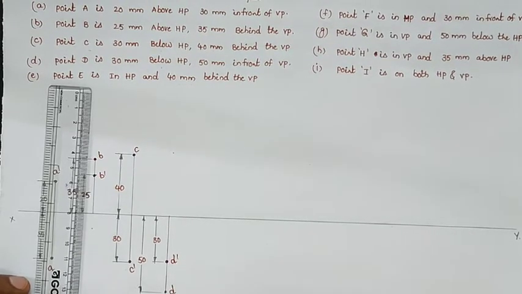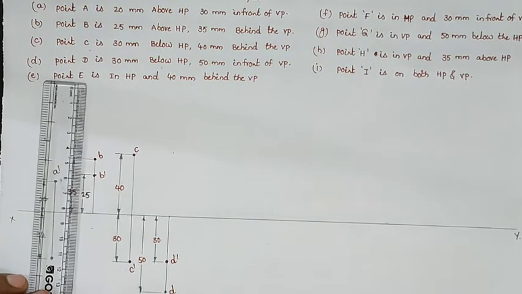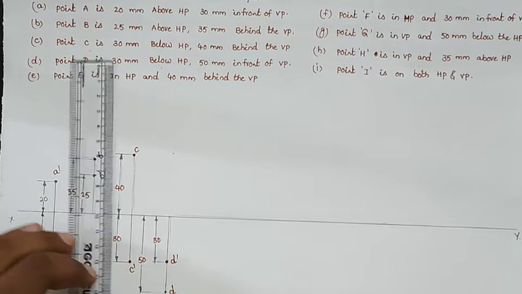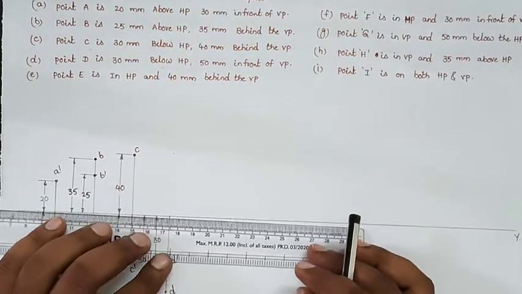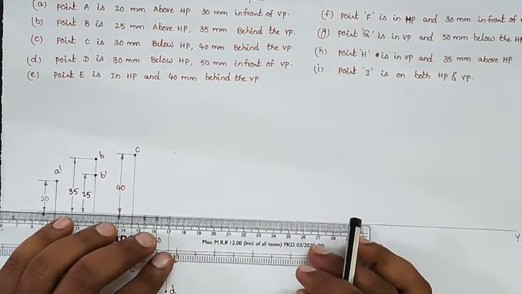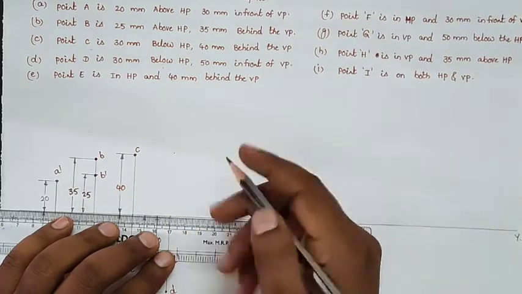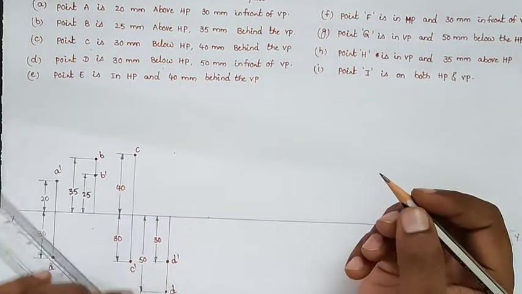I am already telling that above and below means we will draw the projections of the front view, and in front and behind means we will draw the projections of the top view. In this way we can identify in which quadrant the object is and draw the projections. Now we can take another 25 mm distance and draw the projection of point E.